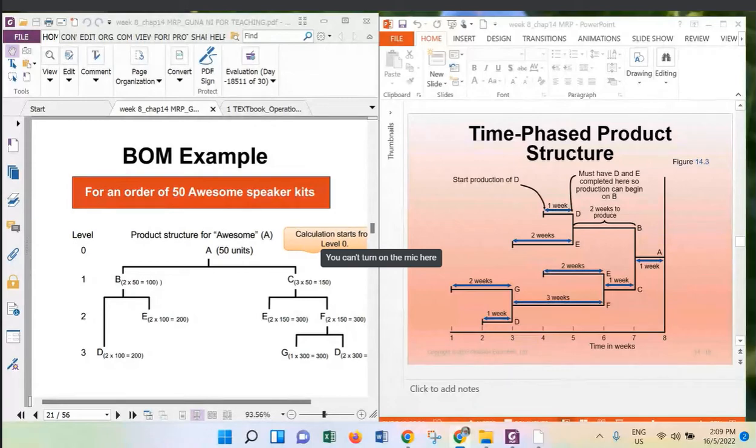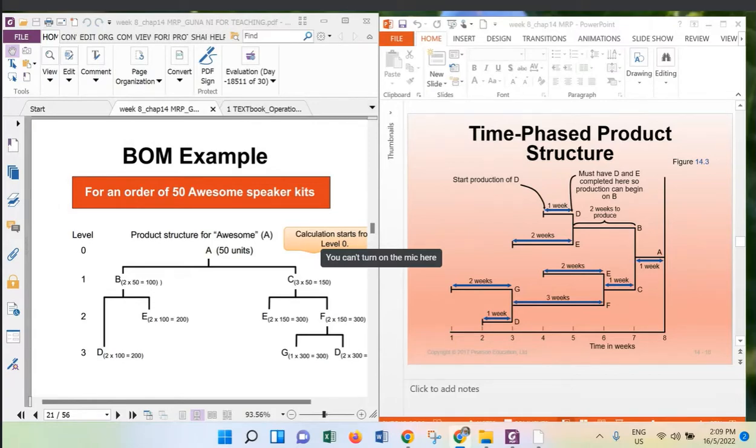Betul. So fahamlah kan? Dah faham semua? Dah? Maknanya you sengitkan dia about 90 degrees, okay? You tilted 90 degrees clockwise, then you will get time phase product structure.